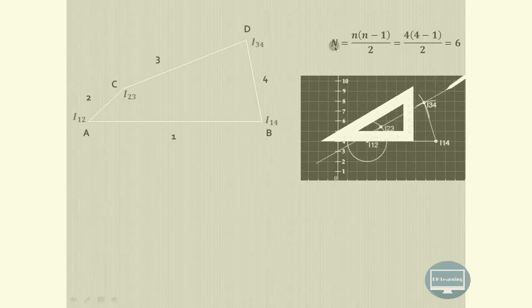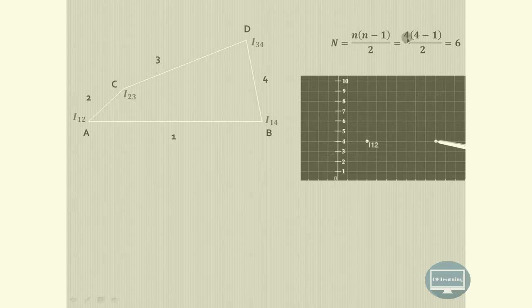But we know that the total number of ICRs, capital N, is given by the number of links n into n minus 1 divided by 2. The number of links in this particular case is 4, so 4 into 4 minus 1 upon 2, that is 6. So we have to locate 6 ICRs. Out of those 6 ICRs, I12, I14, I23 and I34 are known to us. Now we have to find out the remaining ICRs.